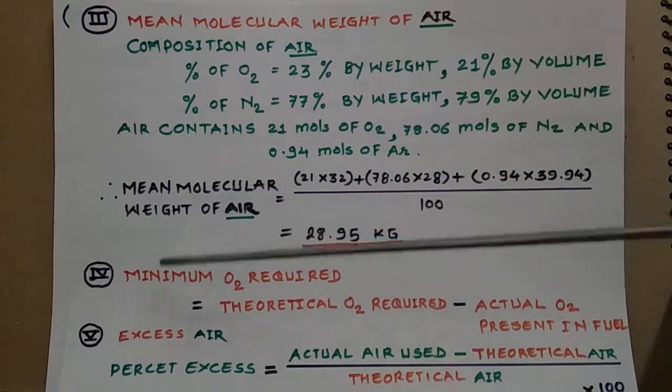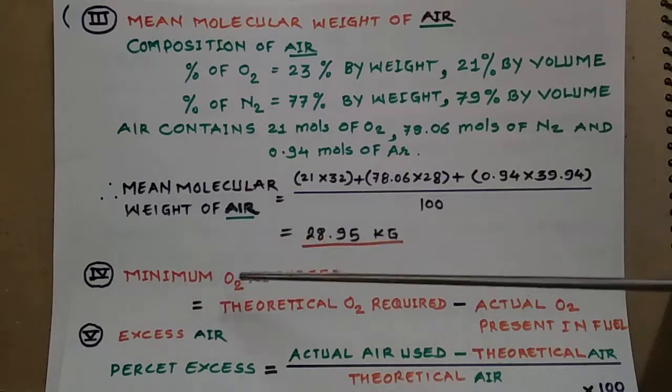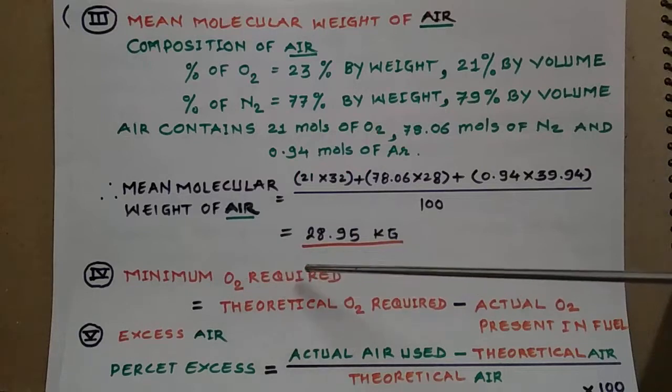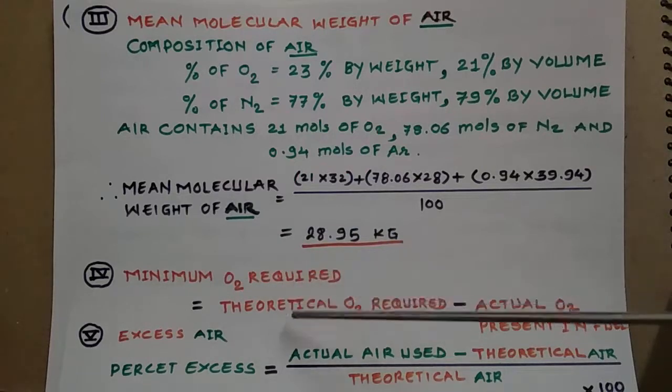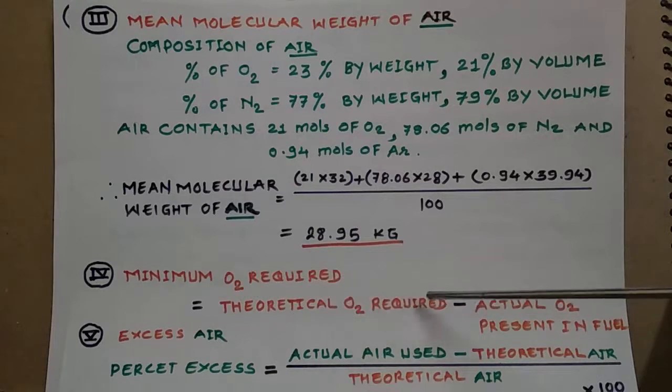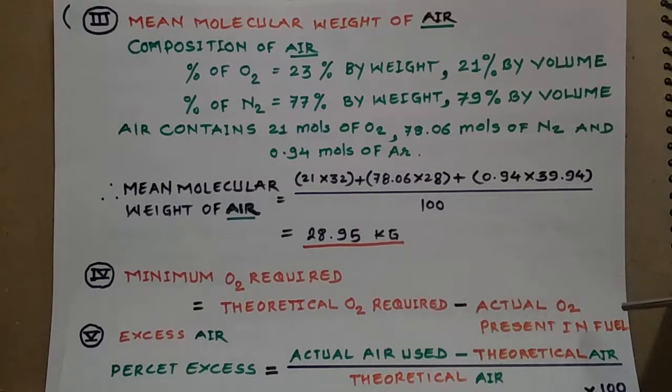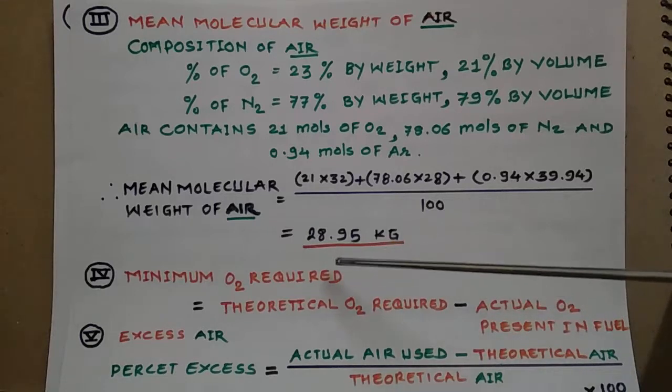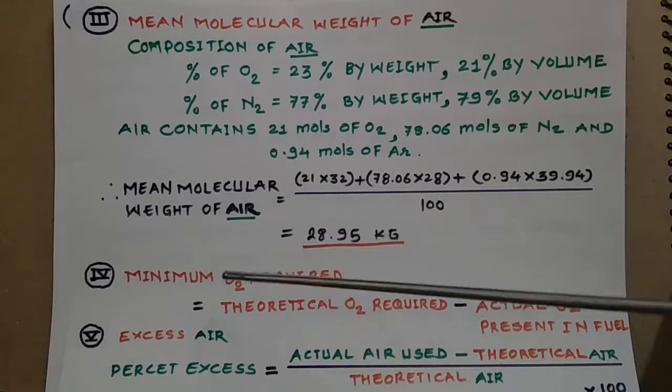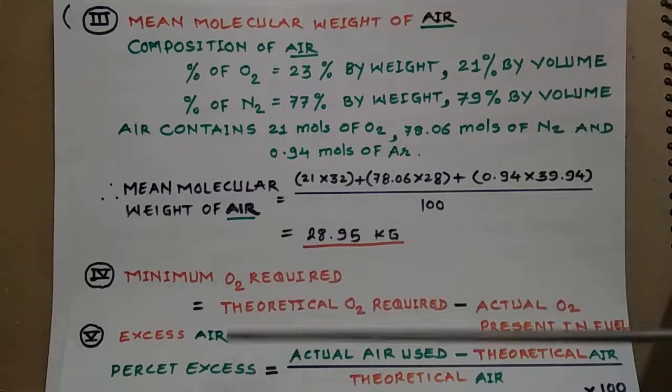Okay. Fourth point is the minimum oxygen required for the burning of fuel. This is equal to theoretical oxygen required minus actual oxygen present in the fuel. As we know, a number of elements are present in fuels, and oxygen is also sometimes present in the fuel. So that's why there is a need to subtract the oxygen present in the fuel while calculating the oxygen required for the burning, right? So the fifth point is about the excess air.